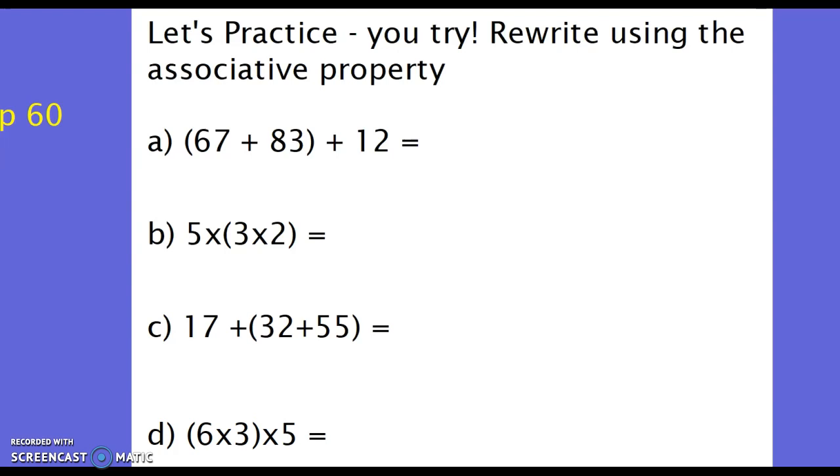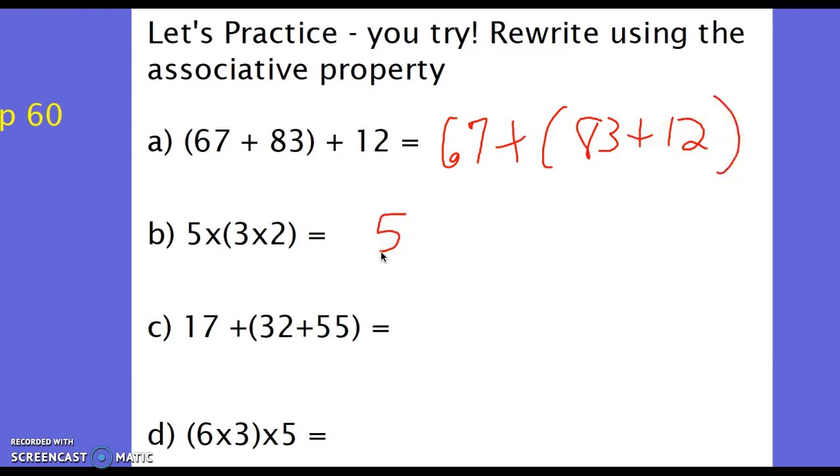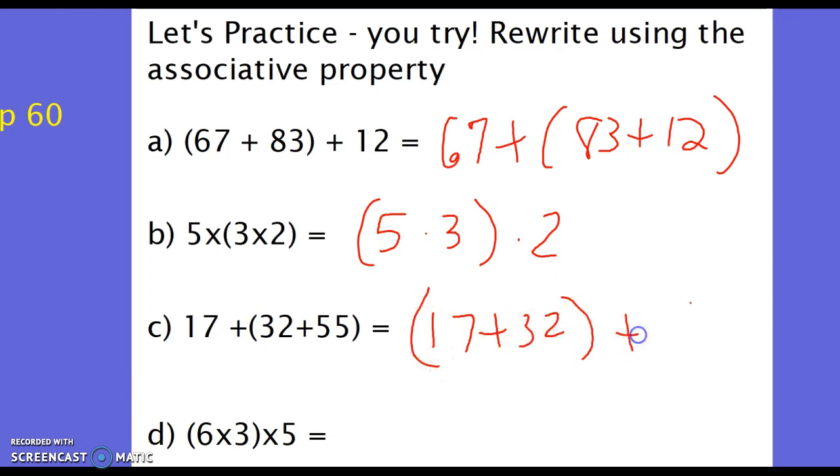Okay, so what you should have written in for letter A, and again, my apologies because I'm trying to write on a screen that's not very good here. So that you should have written 67 plus, and then the parentheses around the last two numbers instead of the first two. This one, you should have written the parentheses around the first two numbers instead of the last two. This one, you should have written the parentheses around the first two instead of the last two.